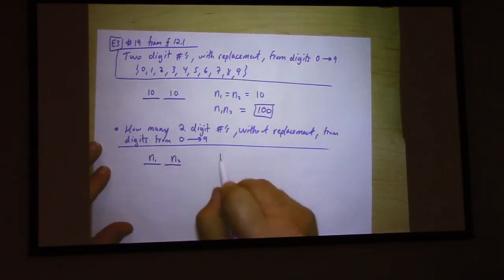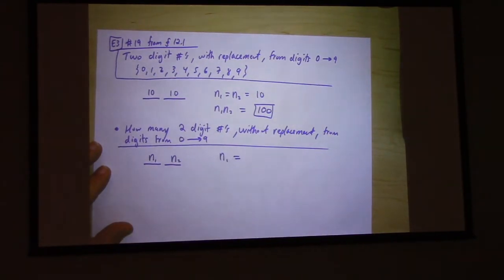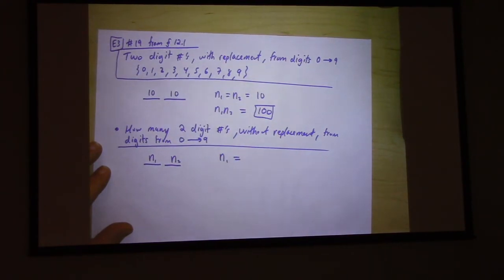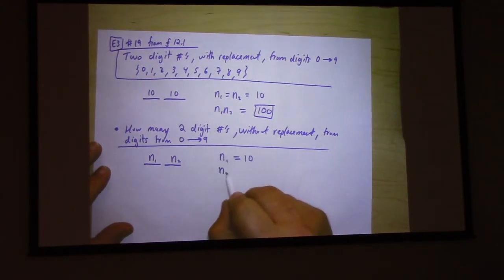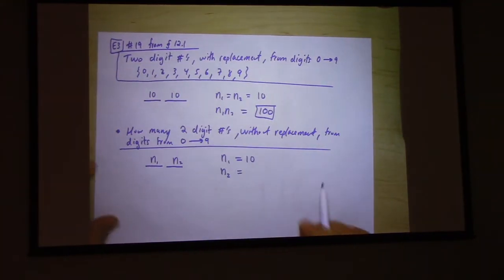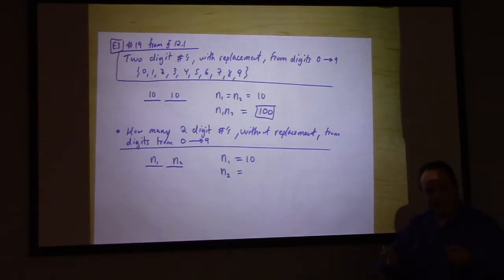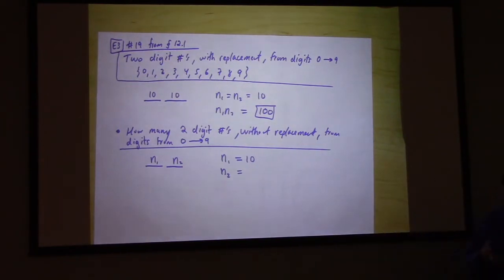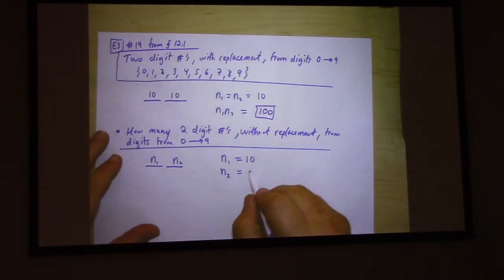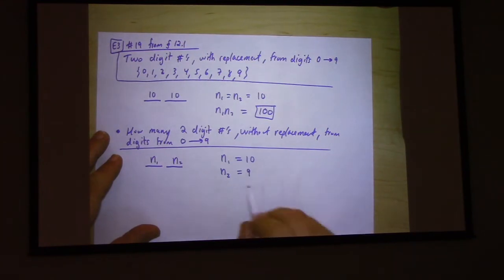What does n1 equal to? To start with, you have 10 choices, right? You can choose 0, 1, 2, 3, 4, all the way out to 9. So you've got 10 for your first choice. But your second choice, what has happened? You've used one of the digits, right? So in your second step, your sample space is shrunk. You only have 9 choices. So total number, n1 times n2, is 10 times 9. There are 90 such numbers.